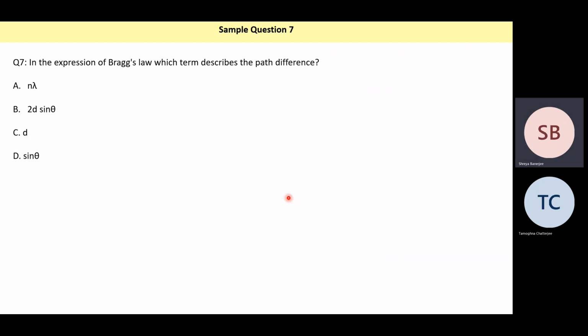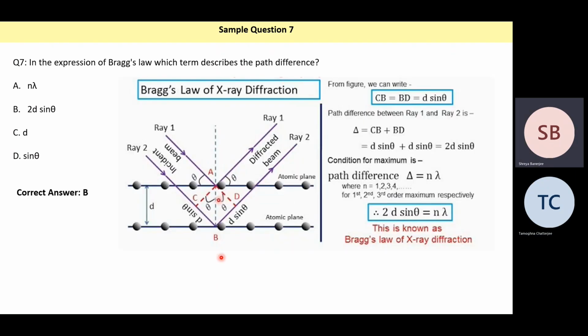The next question is that in the expression of Bragg's law, which term describes the path difference? Ma'am, 2d sine theta. Yeah, you are correct. The correct answer is B. So the path difference is this distance, and it is a summation of d sine theta and d sine theta. So the path difference is 2d sine theta.